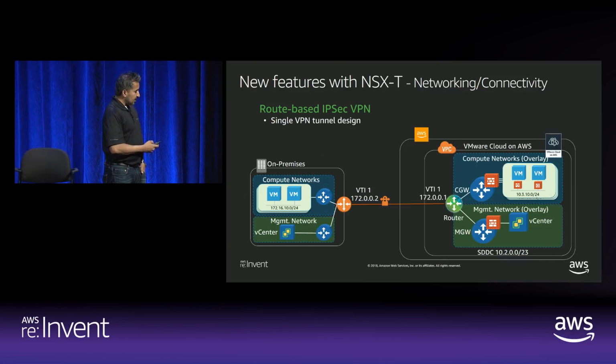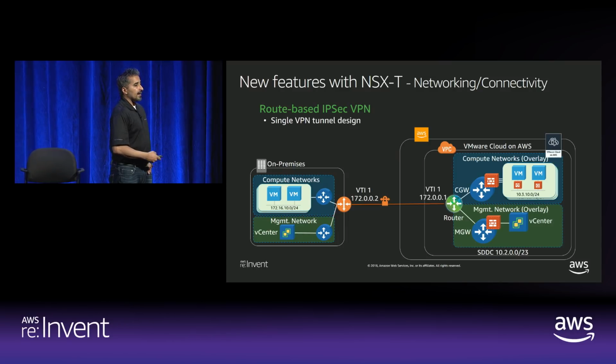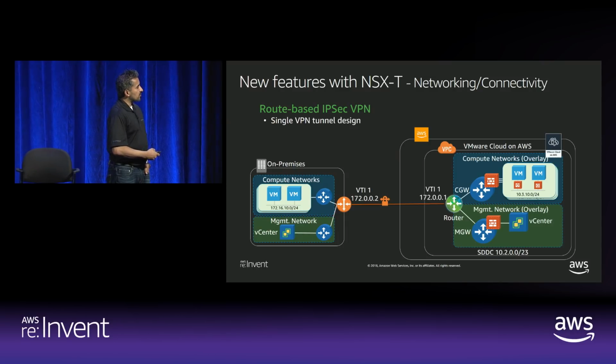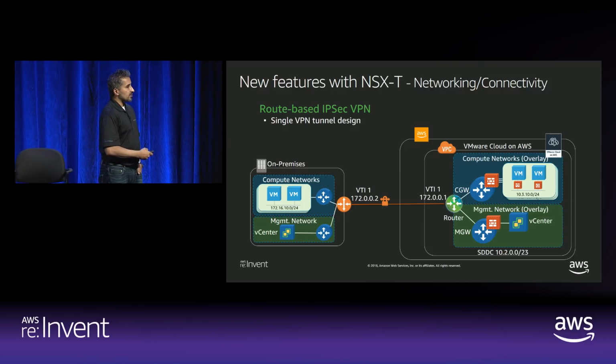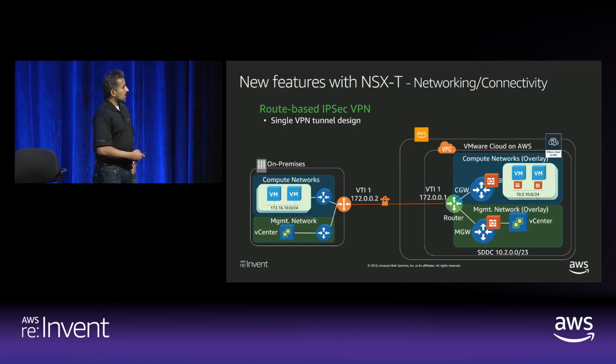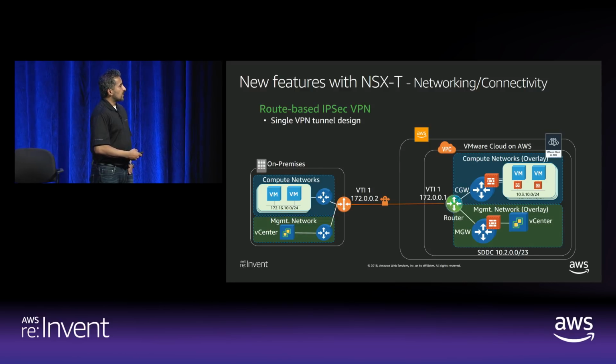And you'll notice here it's a single VPN tunnel design. In NSX-V, since we didn't have a router connecting the CGW and MGW, you would have to create a VPN to the CGW and MGW. Now you can create one VPN to this tier 0 router, and it knows how to reach the networks behind the CGW and behind the MGW.